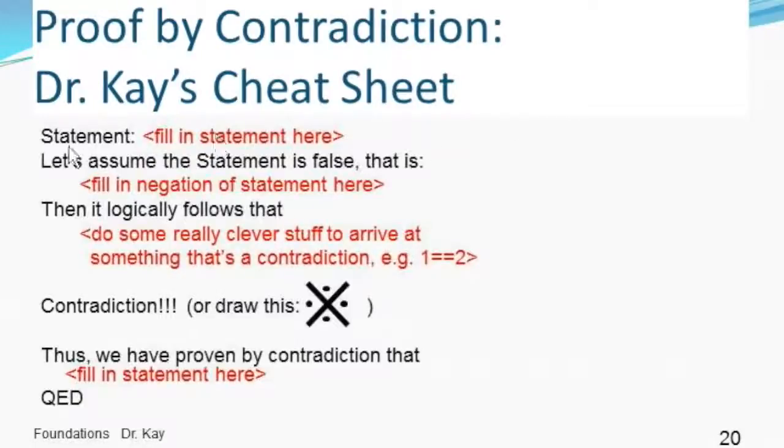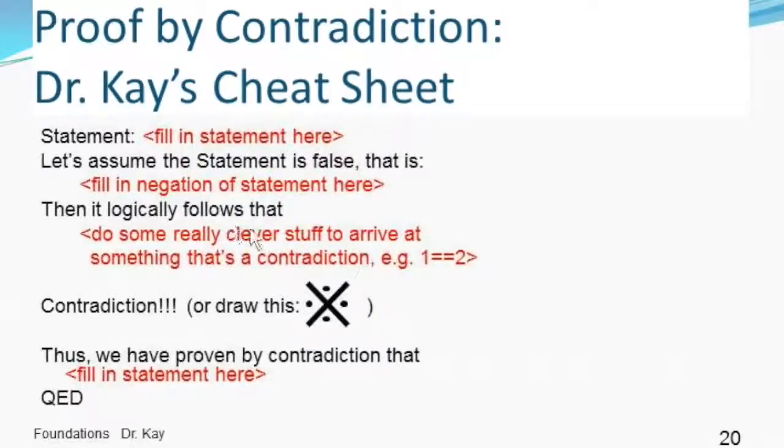So, for example, what you do is you write your statement, and then you fill in your statement. And then you just write these words next in your proof. Let's assume the statement is false. That is, and you put in the negation of the statement here, right? Not of the statement. And then you write again on your paper, then it logically follows that.